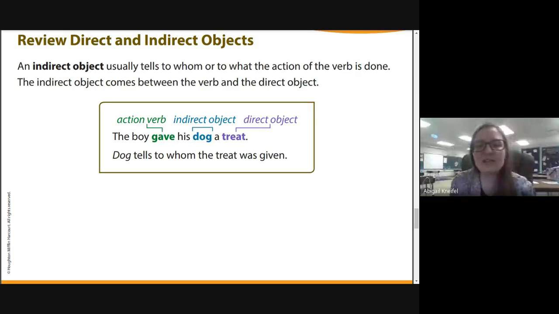Can we see this sentence? The boy gave his dog a treat. So the action verb is gave. That's what the boy did. He gave something. And what did he give? The treat. So the direct object is the treat because that's what's receiving the verb. But the indirect object is his dog because that's who's getting the direct object. So the dog tells who the treat was given to. So action verb, gave. Indirect object, dog. Direct object, treat.